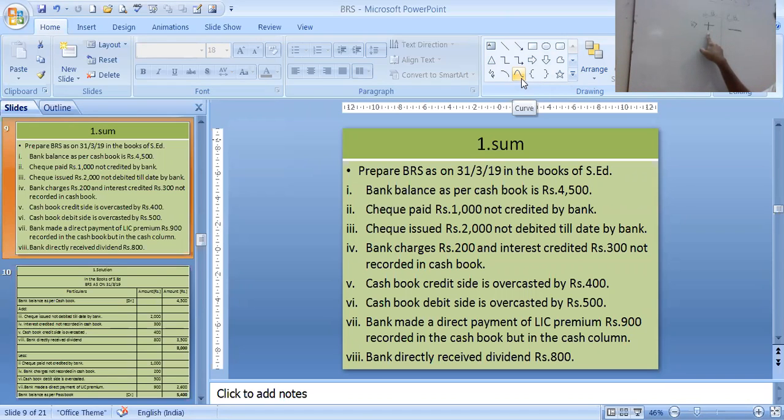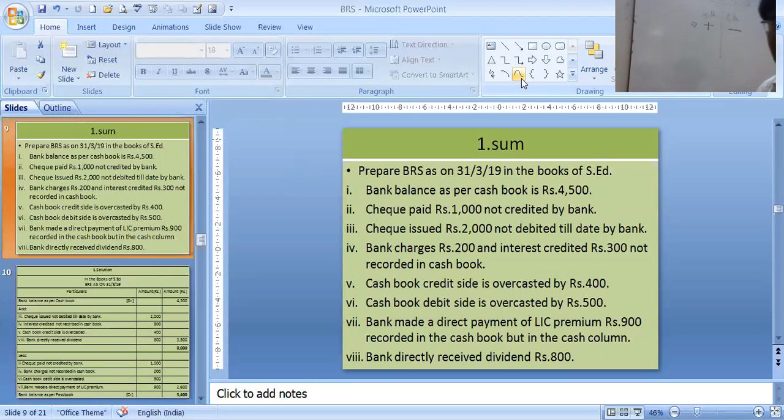Our bank balance through the bank has not increased. So the bank balance is still a lesser amount. Lesser amount means minus. Now, the third one: check issued means we made a payment. Our business has made a payment. Check issued means we have made a payment of rupees 2,000, not debited till date by the bank. The bank has still not cleared it. The bank has not reduced it. Debited means the bank will reduce it.